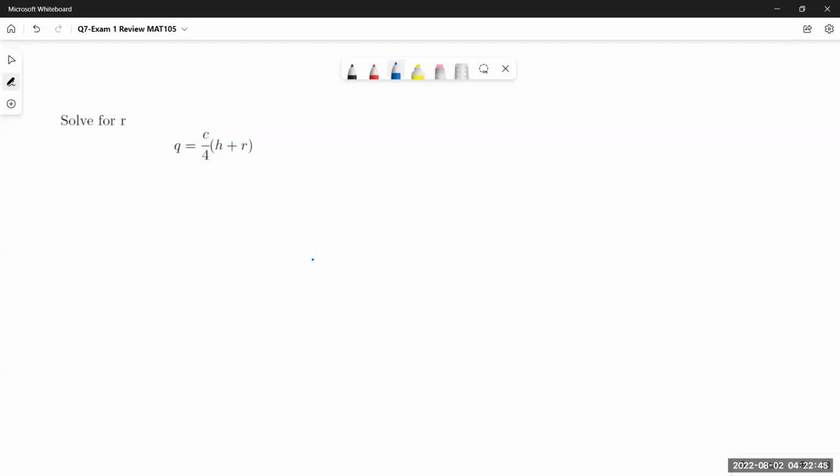All right, so in this equation, we want to solve for the variable r, which is this one here. We can notice right away that this equation involves fractions. The best way is always to get rid of the fraction whenever you can, right? So the best way is to multiply everything by the least common denominator.